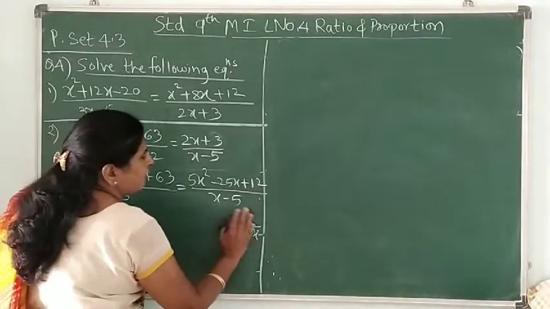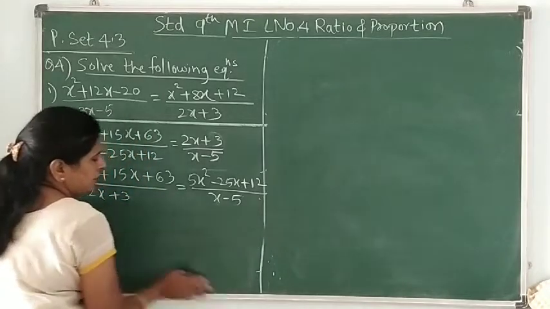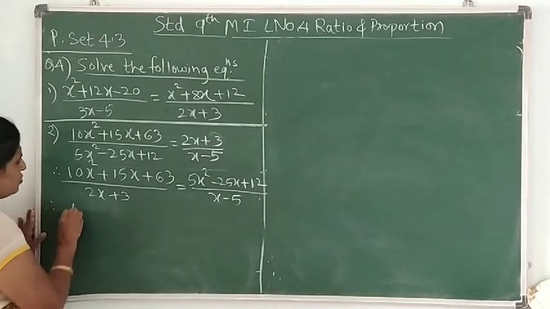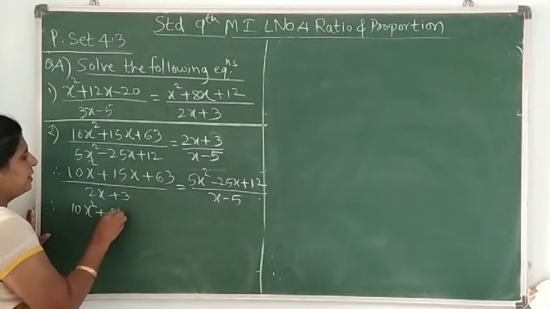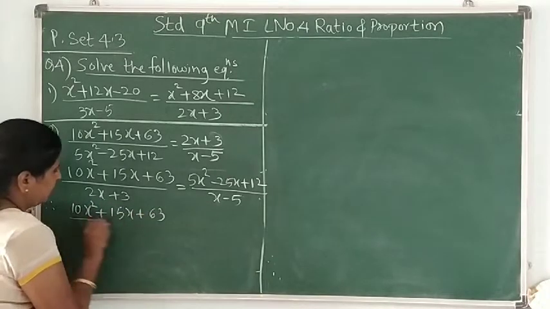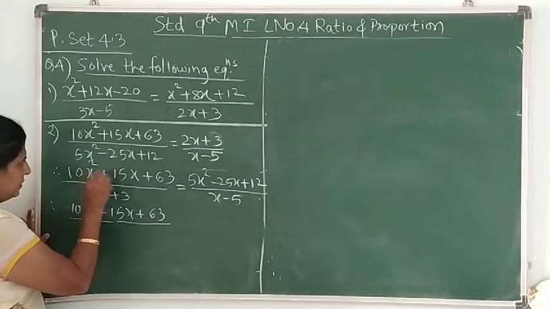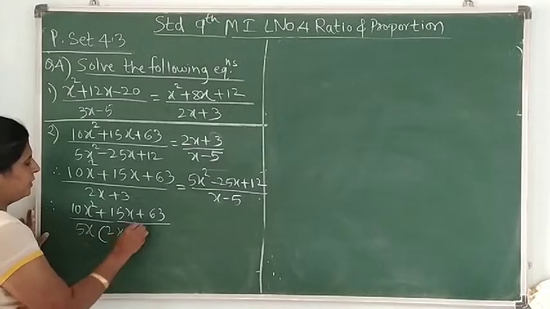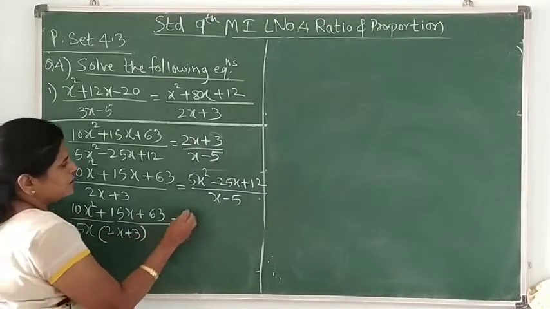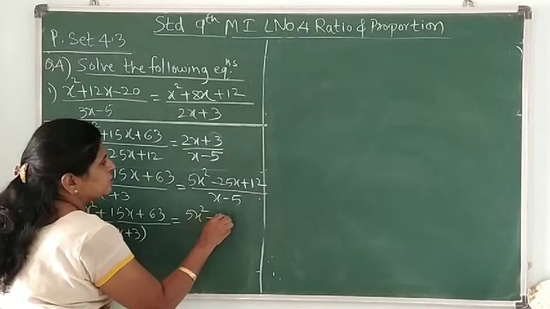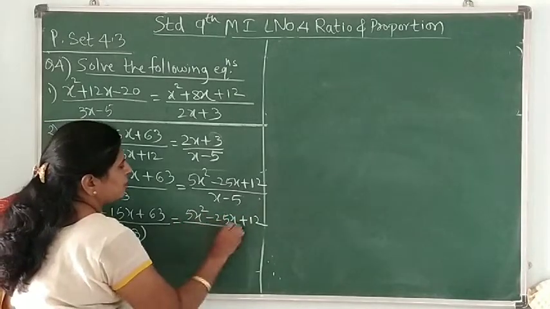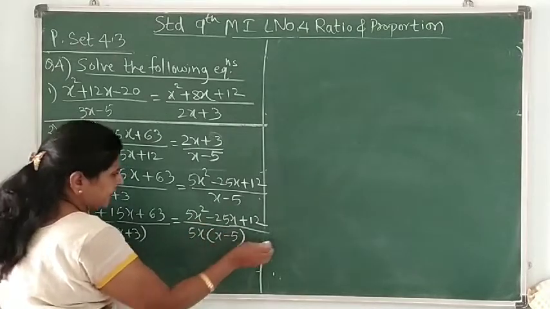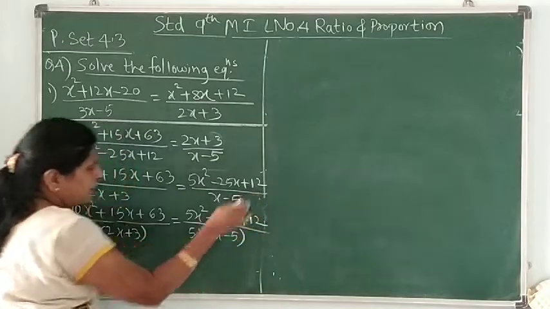So this was the rough work, the thought process after observation. Let's go to write this. 10x square plus 15x plus 63, we are multiplying by 5x, 2x plus 3, that equals 5x square minus 25x plus 12. Here also we are multiplying by 5x and then x minus 5.